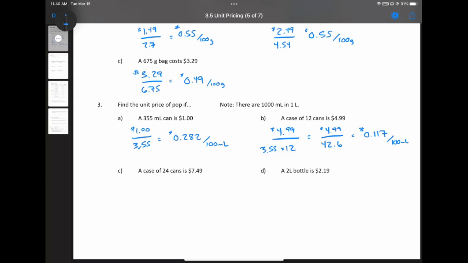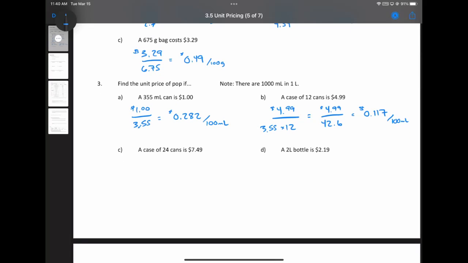Now, if we want to do this one, 24 cans of pop for $7.49. I'm going to do a little bit of a shortcut on this one. Since I noticed that 24 cans is exactly double 12 cans, I'm going to have exactly double the portions. So instead of 42.6, I'm going to double that and write down 85.2. If we didn't have that trick, we would just have to do 24 times 3.55, and that would work out just fine. We get the same number. But why not use a trick when we have one?